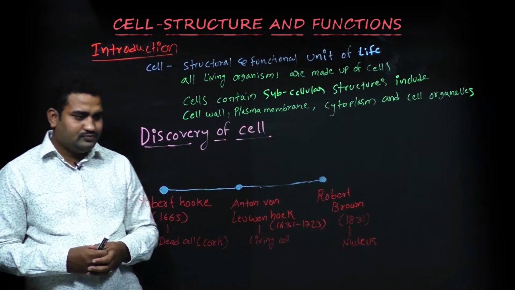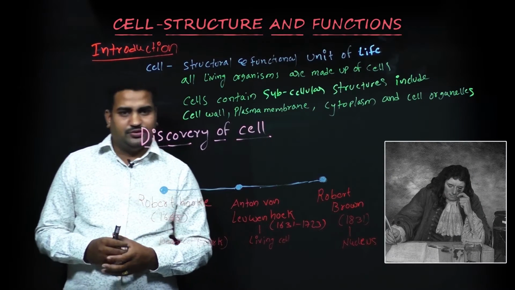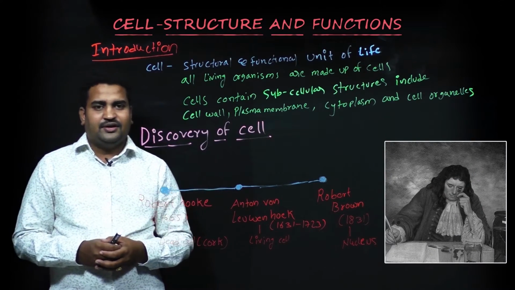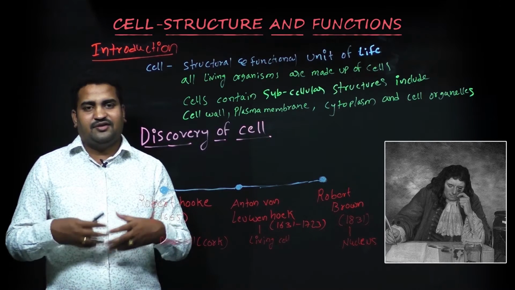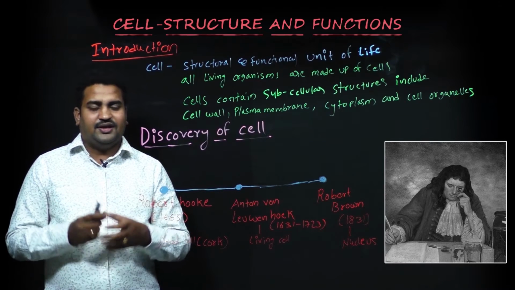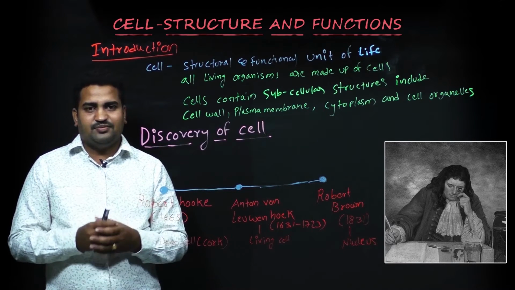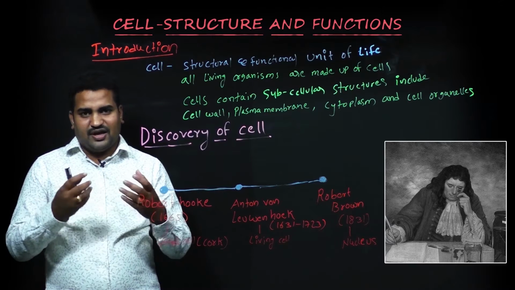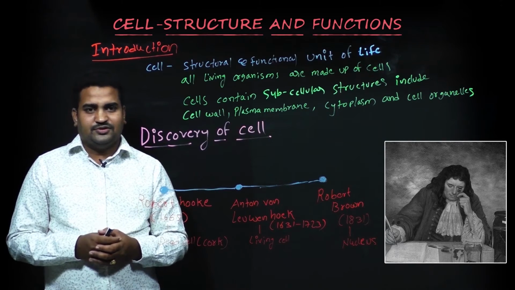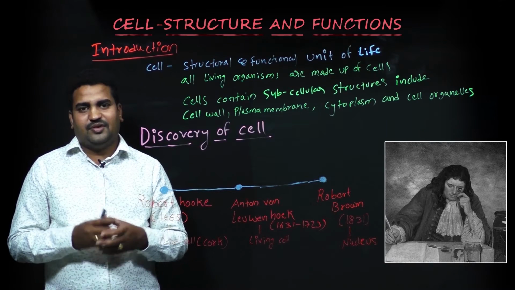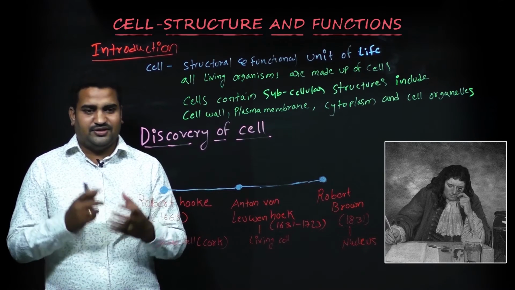Now Antonie van Leeuwenhoek. So he is regarded as the father of bacteriology. He constructed single lens microscope. This magnification was 200 times at that time. So this was the superior microscope at his timings.